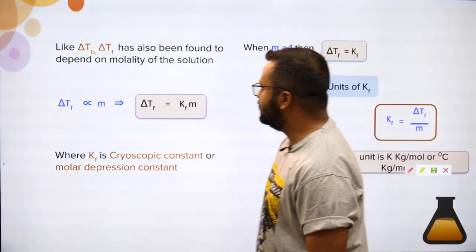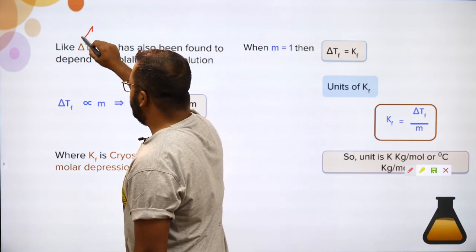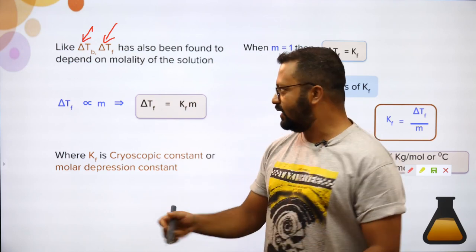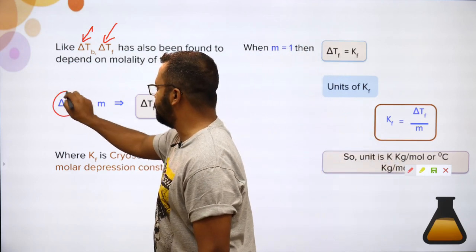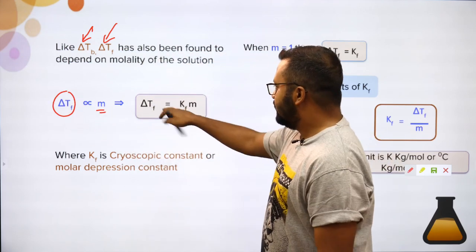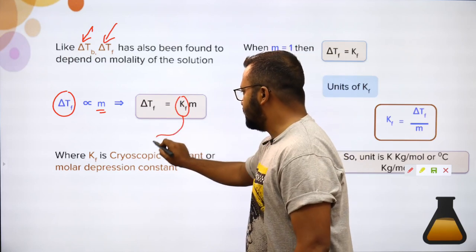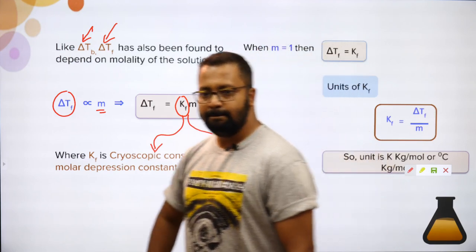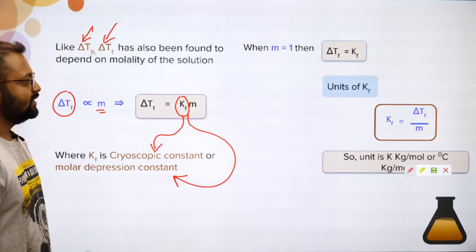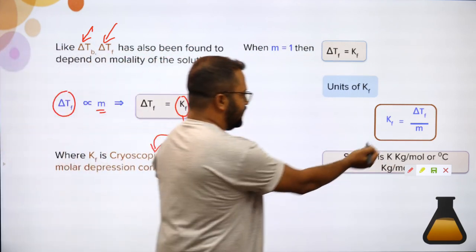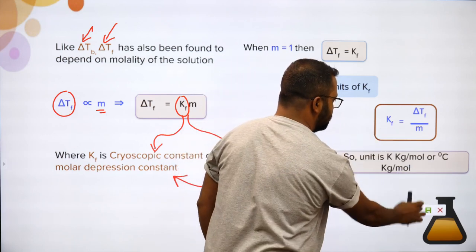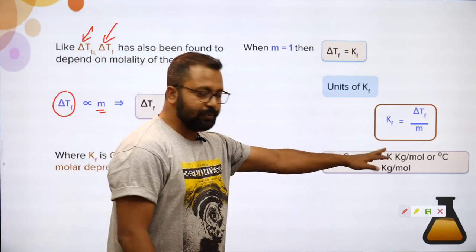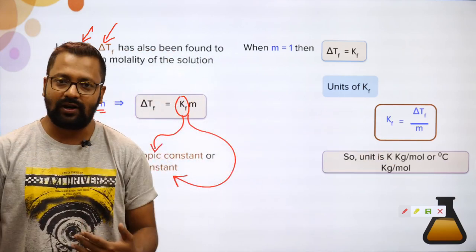So like delta TB is the elevation in boiling point. Delta TF has also been found to depend on the molality. So delta TF is proportional to molality, and the proportionality constant is known as the cryoscopic constant or molar depression constant. It's as simple as that. Remember that KF will have the units of Kelvin kg per mole, or degree Celsius kg per mole. That's it. You do not have to worry anything more.